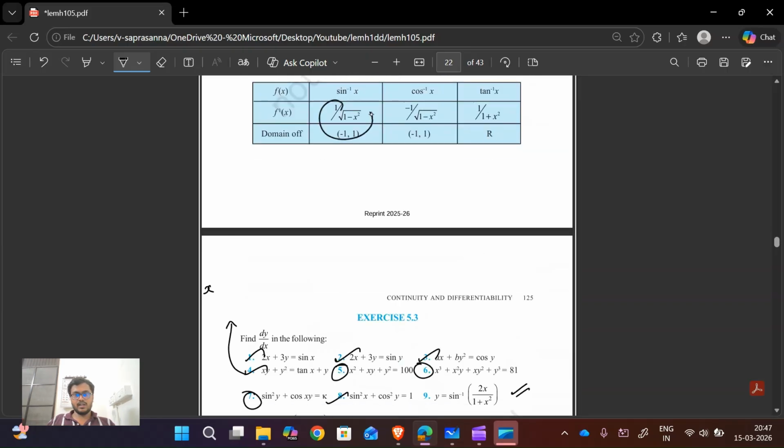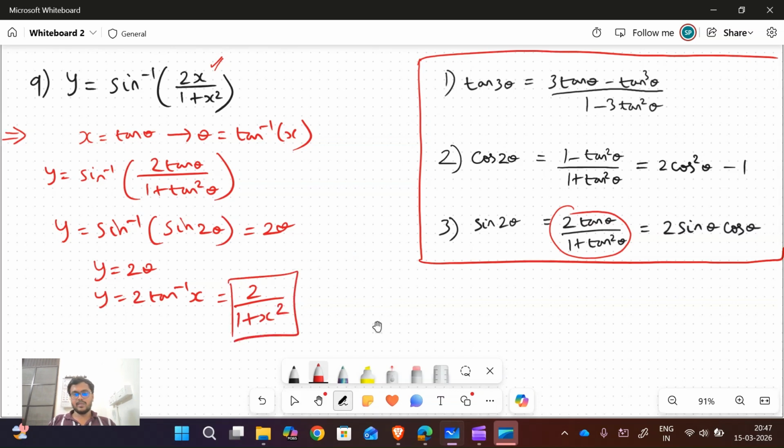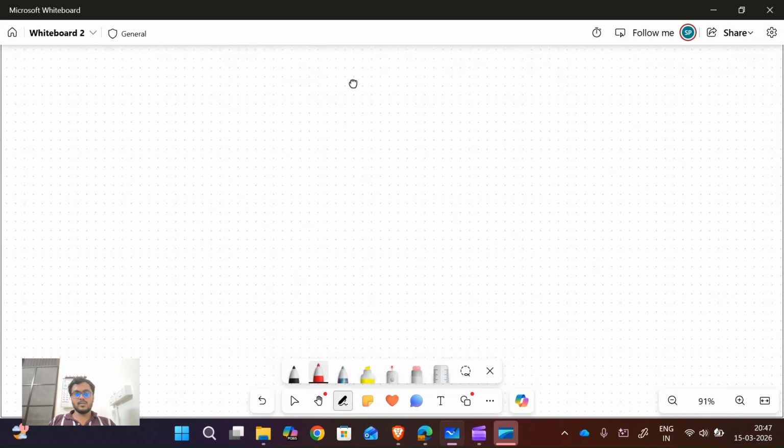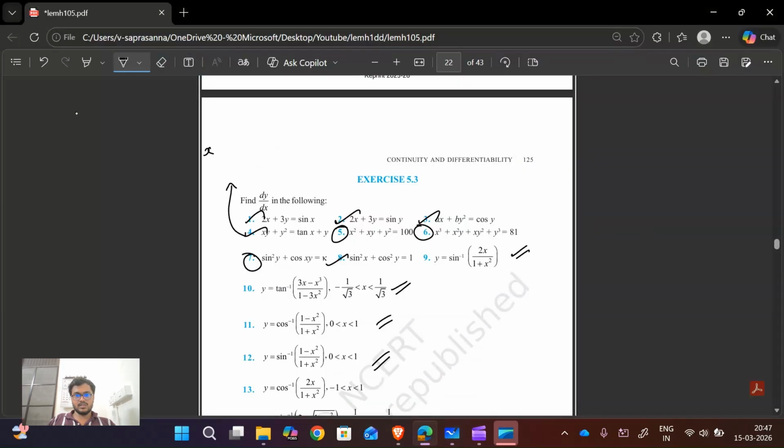I solved for sine right here. You can simply try it for cos and tan. Okay, now 1 by 1 plus x square. So this will be 2 into 1 by, so 2 by 1 plus x square. That's all. Simple. Only thing is trigonometry comes in picture here. So you have to remember the trigonometric identities. That is the only catch. We'll go to the next question, similar question.